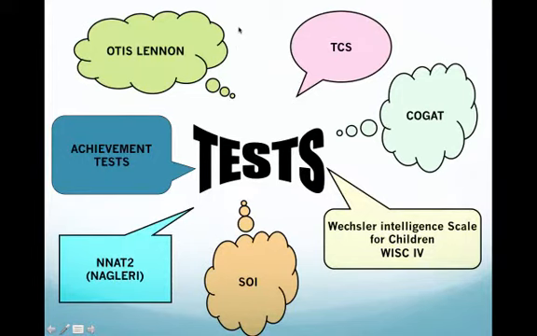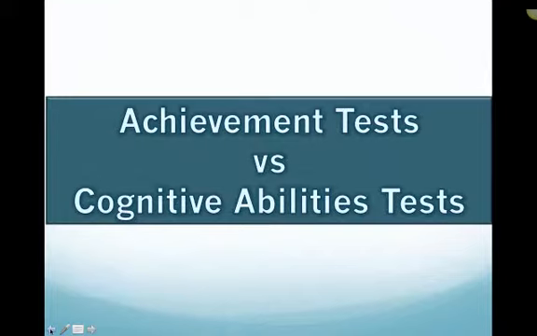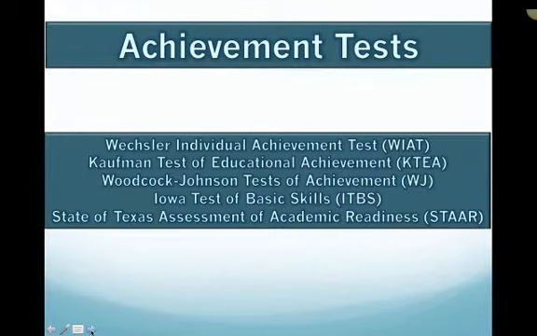In this section, we're going to look at different tests that are used to assess children. I'd first like to compare achievement tests versus cognitive abilities tests. Achievement tests measure a student's current level of achievement. What does this student know? Achievement tests usually cover a variety of content areas. This kind of test includes sections or subsections to test the student's math or reading abilities.